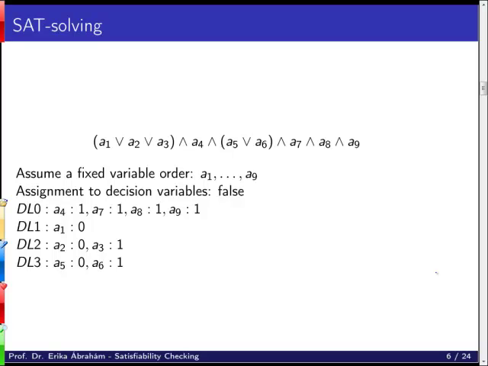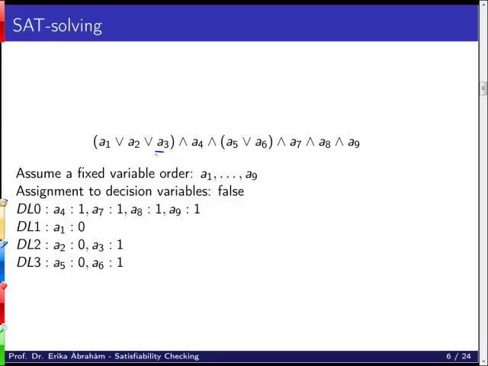Now at decision level 1, I can assign A0, the first one in the variable order, to false. So this literal becomes false, but it does not imply anything yet. Now the next assignment, at decision level 2, is A2 false. And now in this clause, since A1 and A2 are false, it will imply that A3 must be true in order to satisfy this clause.